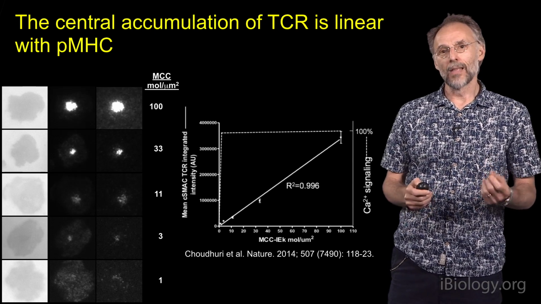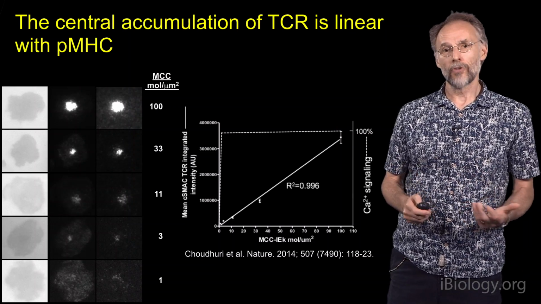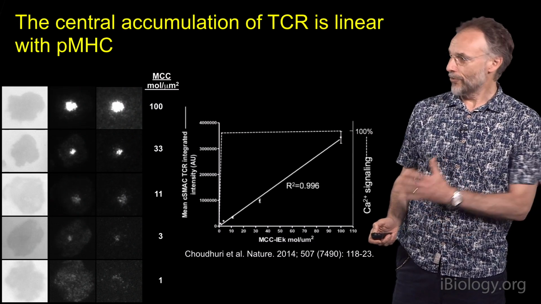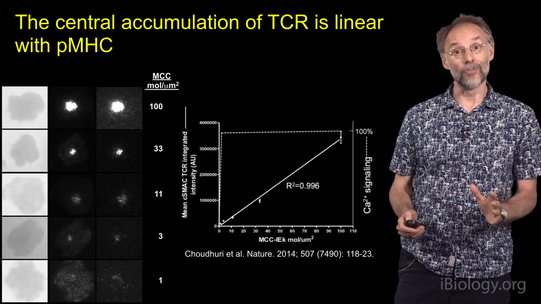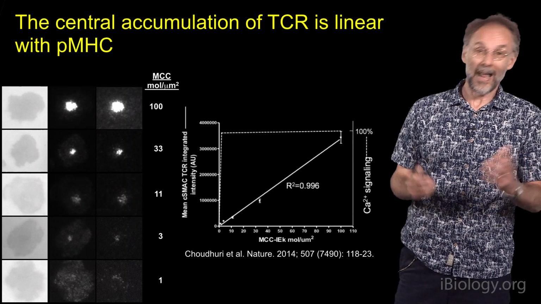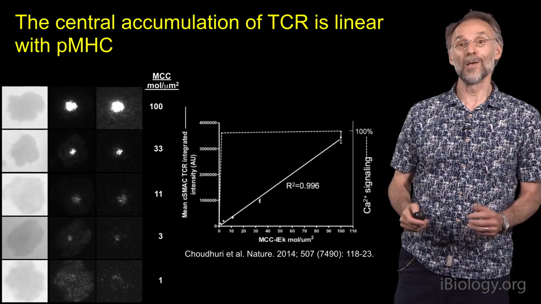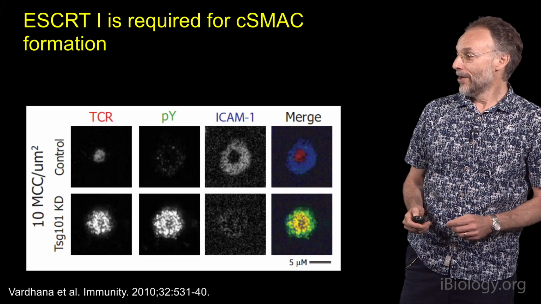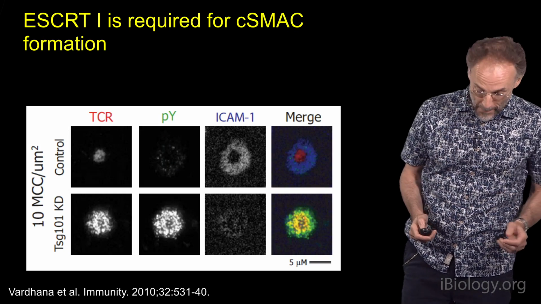So again, it left us with a question as to what the purpose of the central accumulation of T cell receptor in the immunological synapse actually is, which initially we thought we had a hypothesis. We thought it was related to signaling, but that seems to be incorrect. So we had to think further about this.